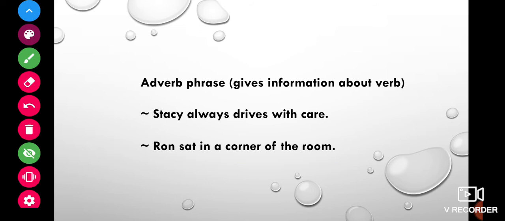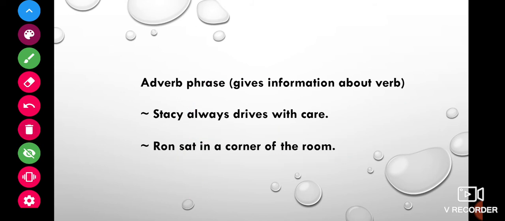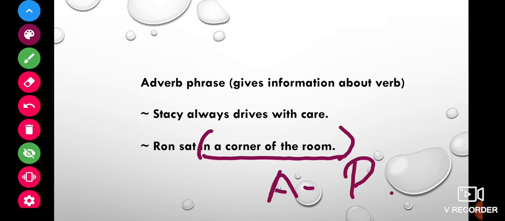Now here too, let us locate the verb first. So sat is the verb. Where did Ron sit? In a corner of the room. So in a corner of the room is giving us some more information about sitting. Ron कहाँ पे बैठा? रूम के कॉर्नर पे बैठा. So in this sentence, in a corner of the room gives us more information about the verb. So this is the adverb phrase.